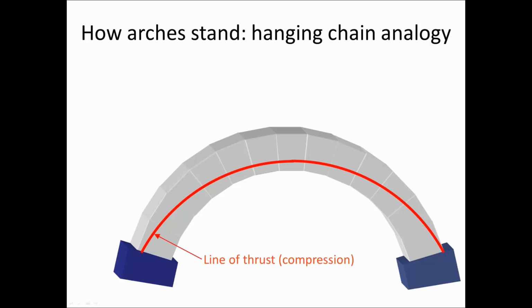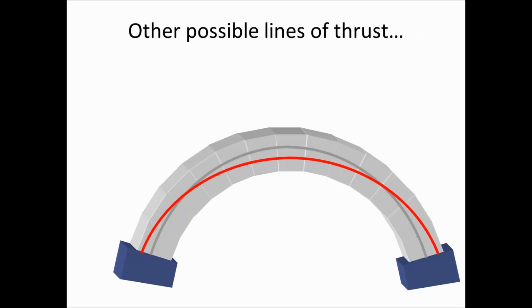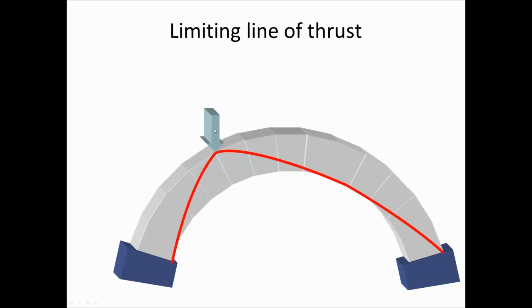But the key thing is there are lots of profiles or lines of thrust that also fit entirely within the masonry. And that's because a classical masonry arch is a statically indeterminate structure, so without knowledge of the initial stress state, etc., and the material properties, it's basically impossible to know exactly what the particular line of thrust is, unless you are looking at extremities.